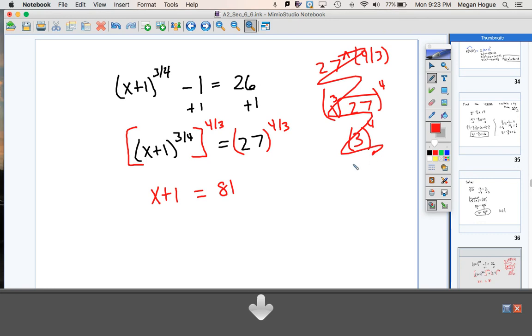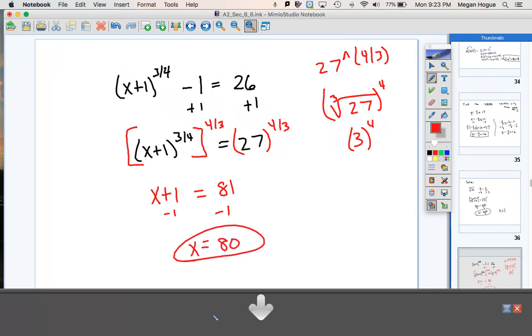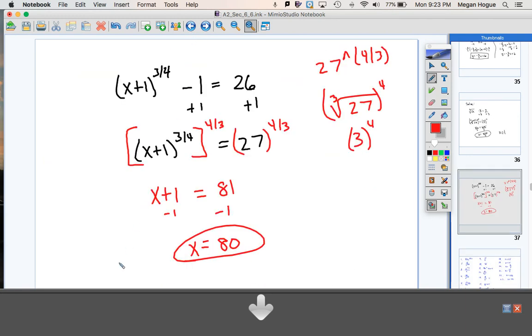Again, you don't need to show any of that. You can put that in your calculator. Last thing I need to do is I need to subtract 1. x is equal to 80. Whoa, whoa, whoa. We'll come back to that in a second.